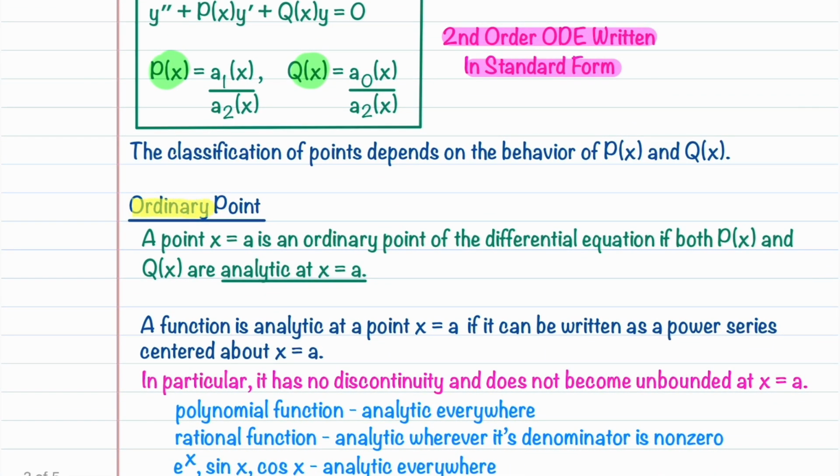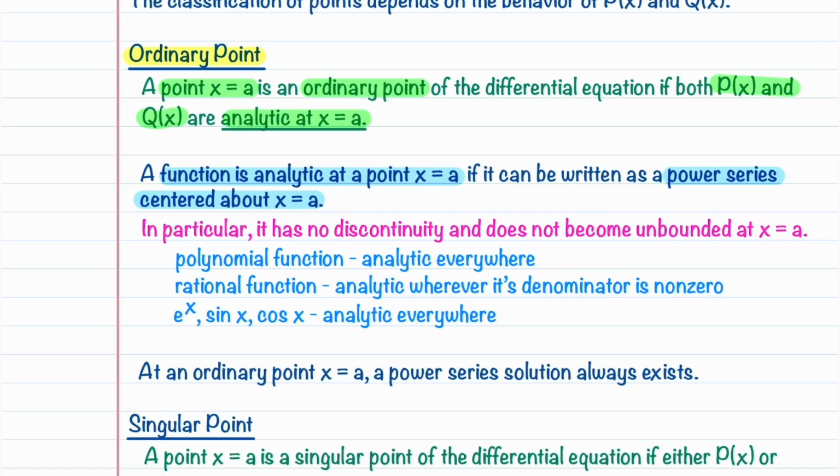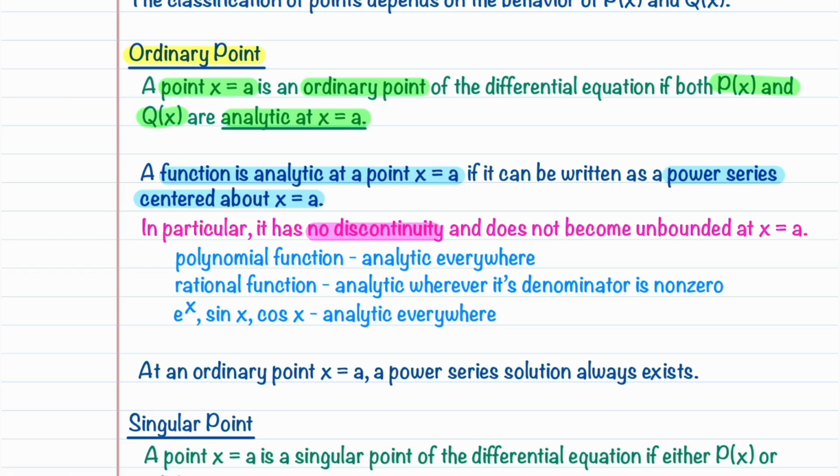Let's first talk about an ordinary point. A point x = a is an ordinary point of the differential equation if both p(x) and q(x) are what's called analytic at x = a. This is probably a new definition for many of you, so we're going to go over what this means. A function is analytic at a point x = a if it can be written as a power series centered about x = a. In particular, it has no discontinuity and does not become unbounded at x = a.